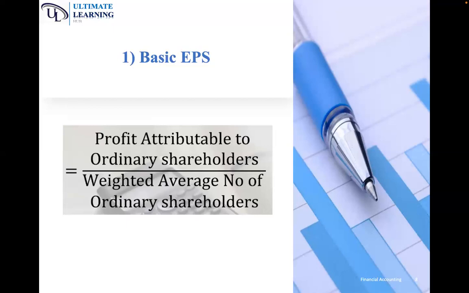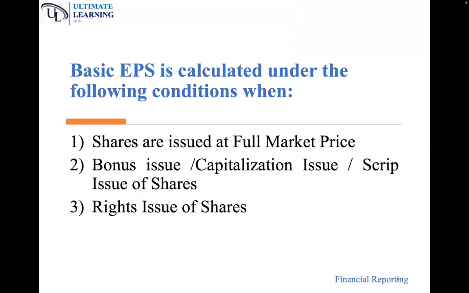Now, the weighted average number of shares is only used when new shares are introduced during the year. If we introduce new shares during the year, we cannot use the shares that we had at the beginning of the year. We must calculate an average, the weighted average of these shares, so that we bring in the new shares and we add them to the old shares that were there. So in short, basic EPS is profit attributable to ordinary shareholders divided by the weighted average number of ordinary shares.